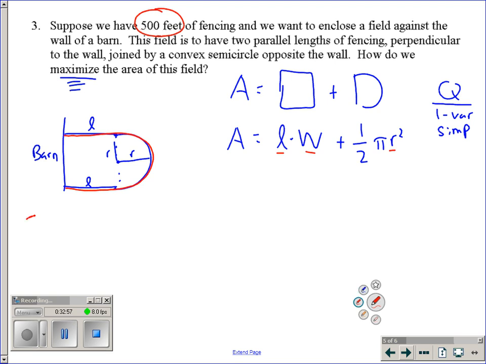If I have 500 feet of fencing, that's just equivalent to this L right here and this L right here, so 2L, and this semicircle here, which we know how to find the circumference of. That's just going to be 1/2 the circumference, which is 1/2 times 2 pi r.